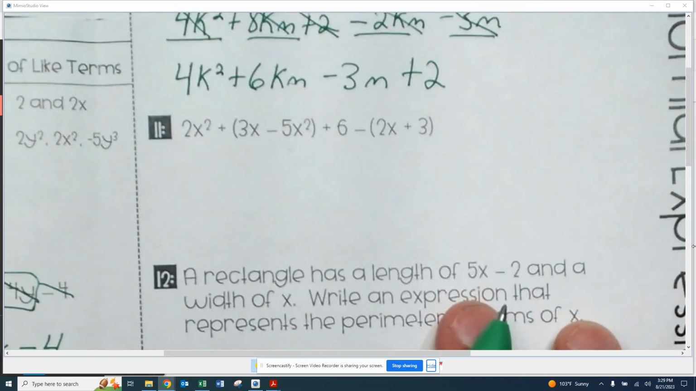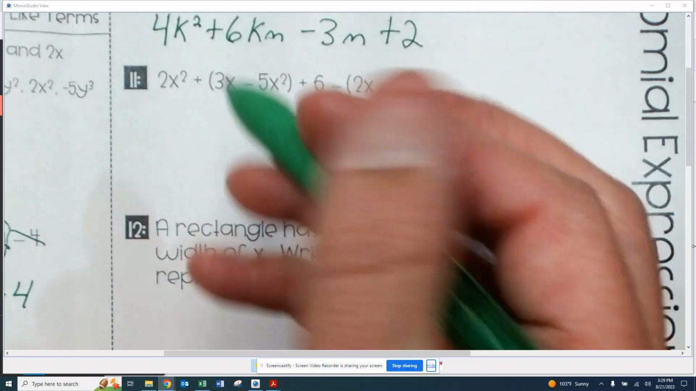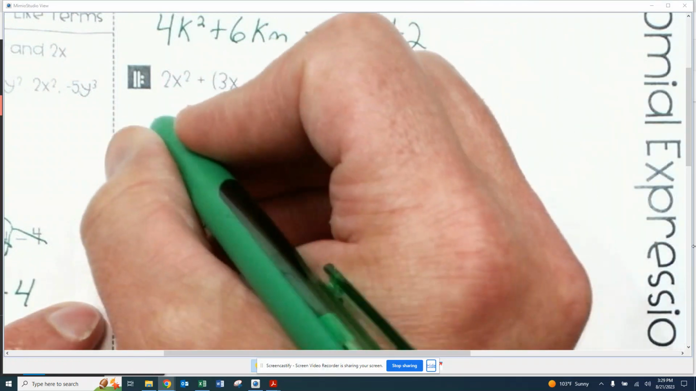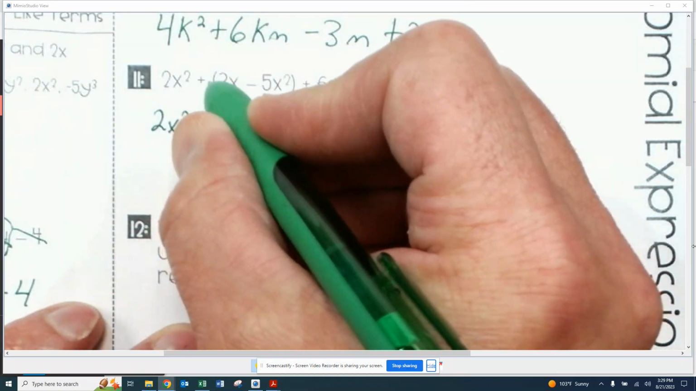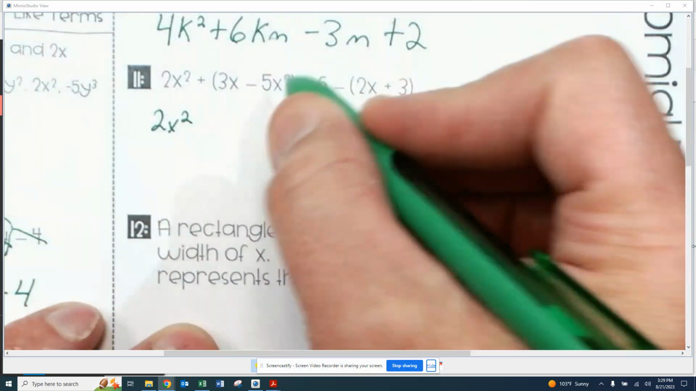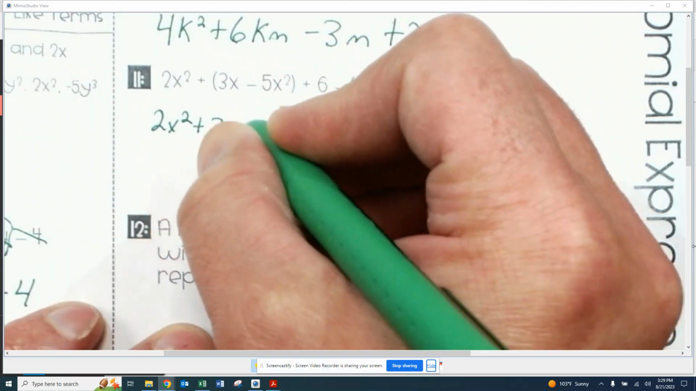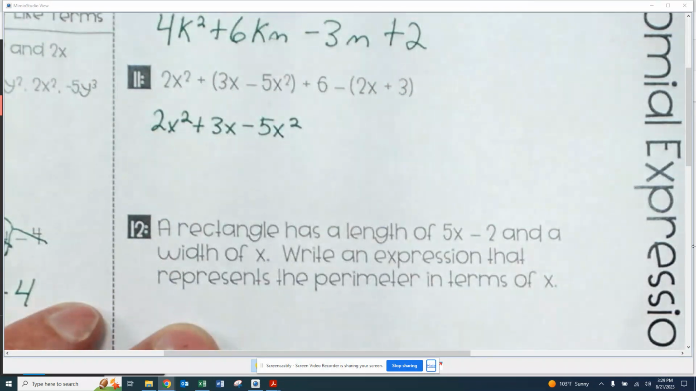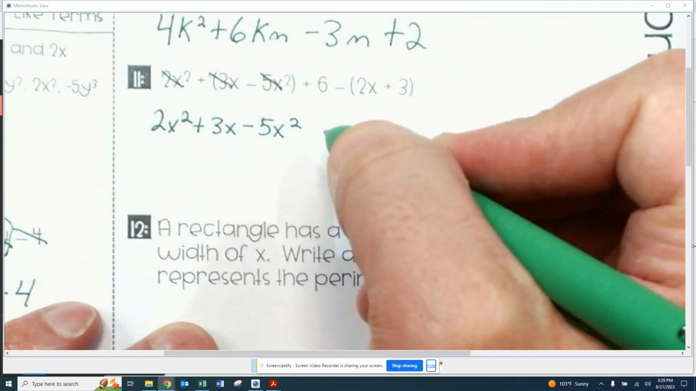In problem number 11, it's a similar setup. There's a bit more sitting outside the parenthesis to start the problem. This 2x squared, there's nothing that it's multiplying, so I'm just going to bring it down because I want to get rid of the parentheses first. In this part, I have nothing out in front of this parenthesis, so there's nothing to distribute, so there's no changes. So I just remove the parenthesis because there's nothing sitting out front to distribute.